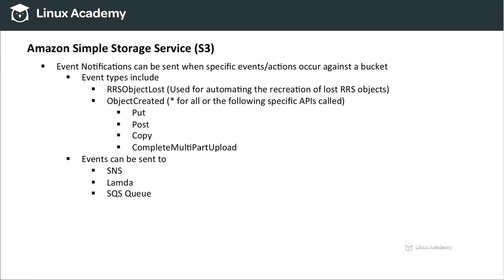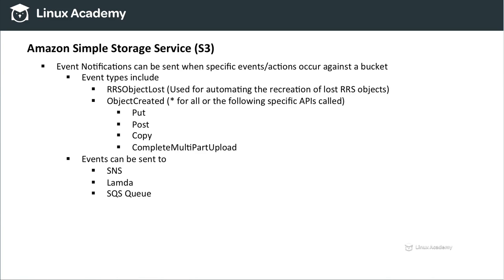So let's talk about something called event notifications inside of Amazon S3. And in the following lessons, we are going to go look at all of these things inside of the console. So an event notification is sent when a specific event or action occurs against the bucket. For example, let's say you have reduced redundancy storage, RRS storage, enabled on an object, which means there's a chance that because it has lower durability, your object could be lost. And let's say that object is lost.